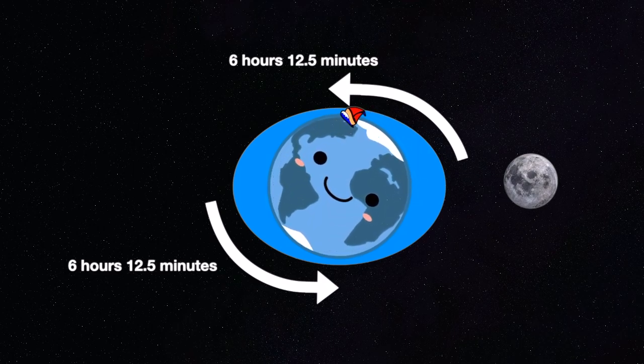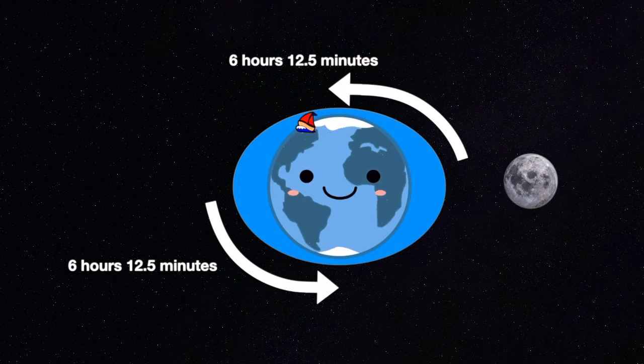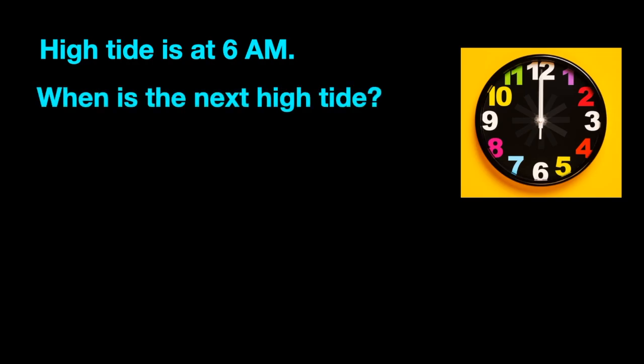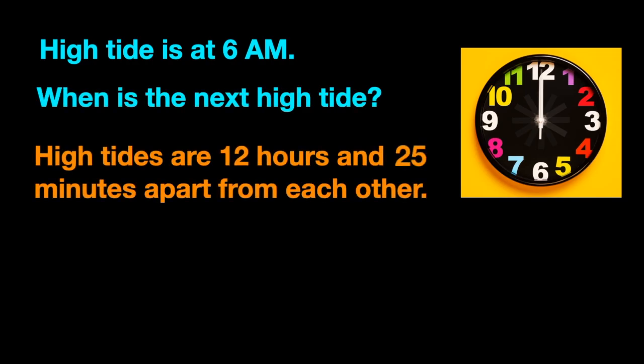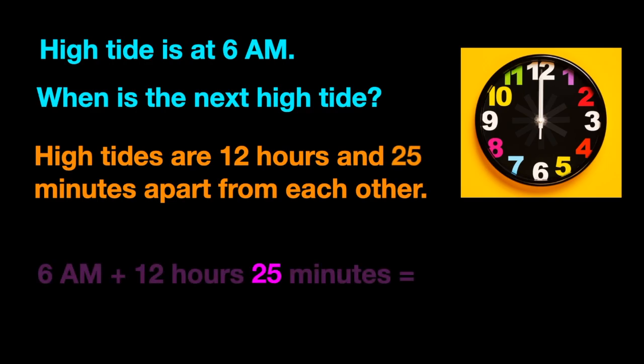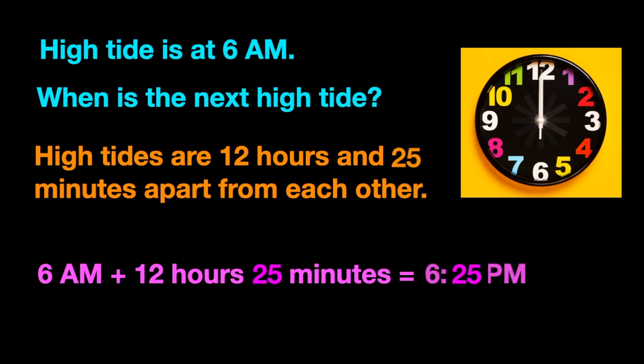Knowing this, you'll always be able to tell when the next high or low tide is coming, so let's have some practice. Let's say that high tide is at 6 a.m. When's the next high tide? You know that high tides are 12 hours and 25 minutes apart from each other. So all you have to do is add 12 hours and 25 minutes to 6 a.m. That brings us to 6:25 p.m. for the next high tide.